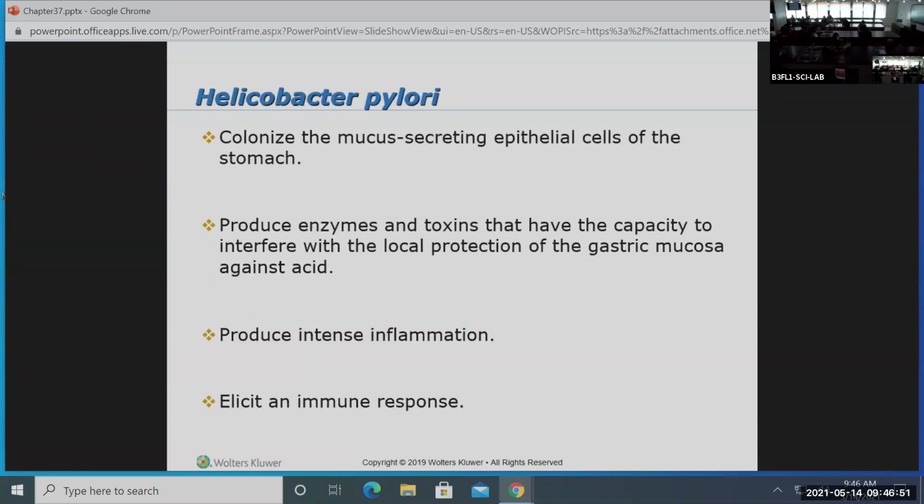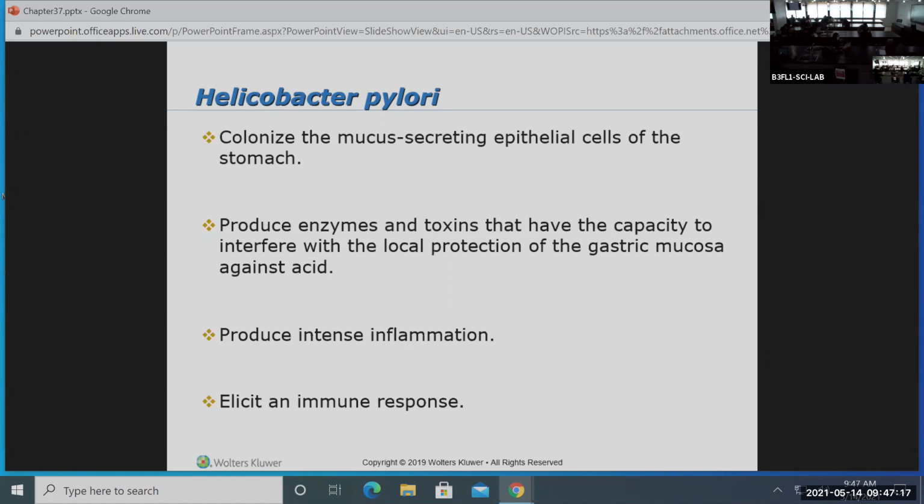We already said H. pylori colonizes the mucus-secreting epithelial cells of the stomach. And this bacteria, H. pylori, produces an enzyme and toxin that have the capacity to interfere with the local protection of the gastric mucosa against the acid.